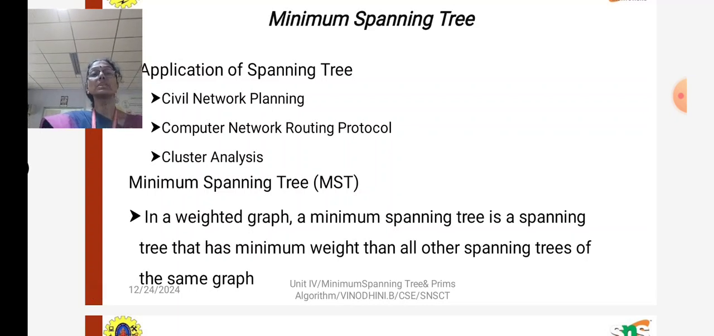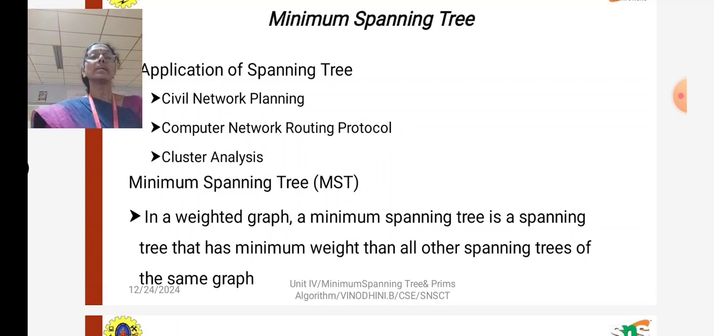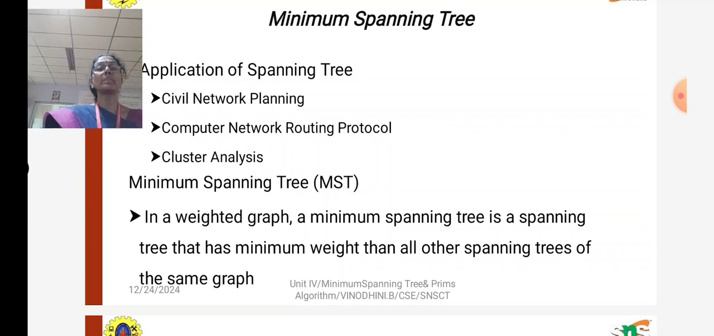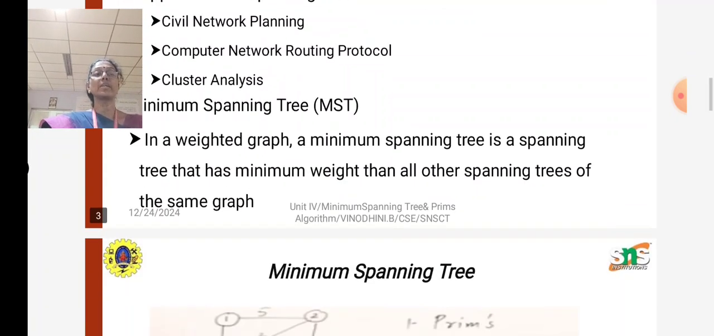The applications of spanning trees are mainly in network planning, computer network routing protocols, and cluster analysis. So what is a minimum spanning tree? In a weighted graph, a minimum spanning tree is a spanning tree that has a minimum weight compared to all other spanning trees of the same graph. For a given graph, we have multiple spanning trees. Among those, the one with the minimum weight is called the minimum spanning tree.